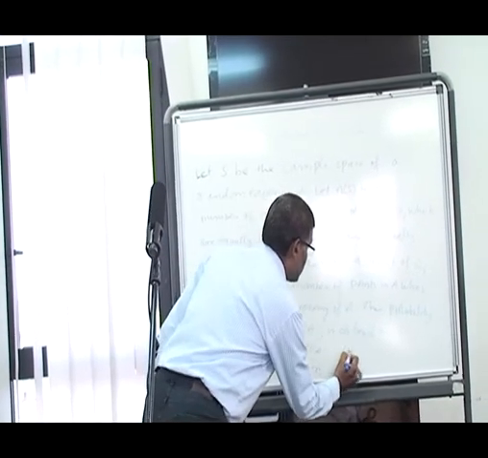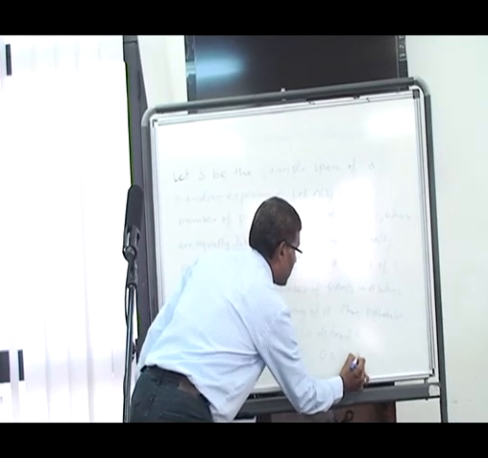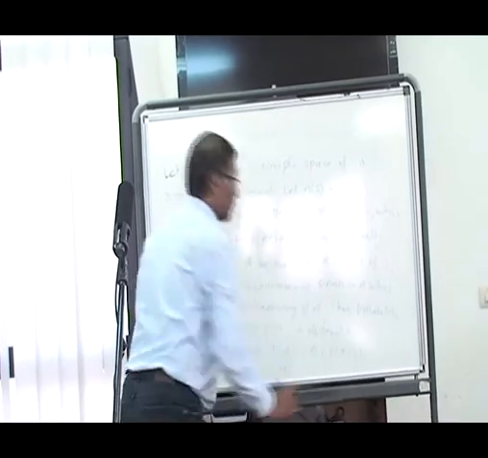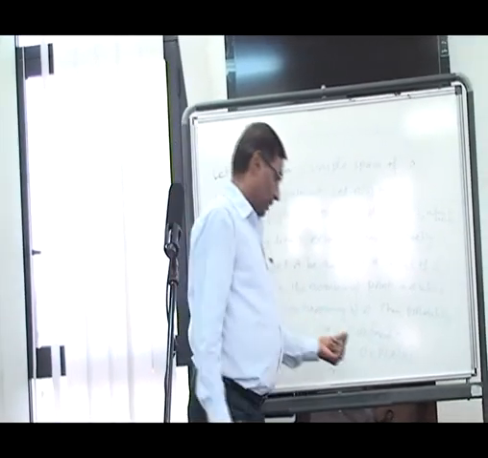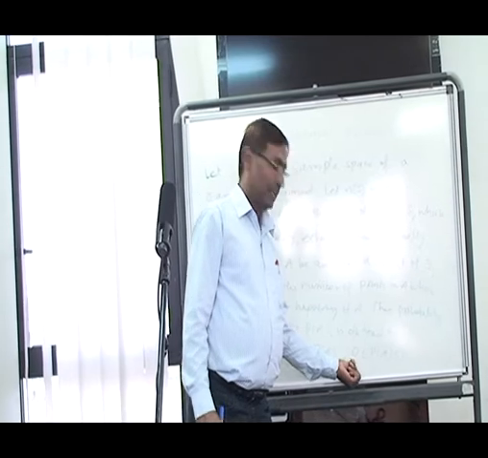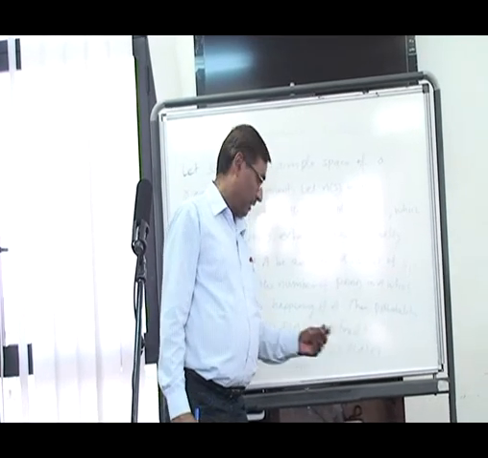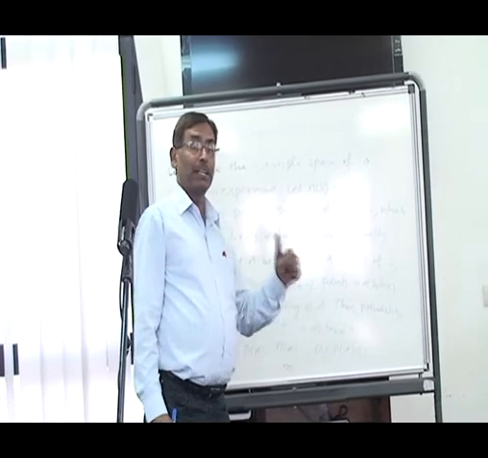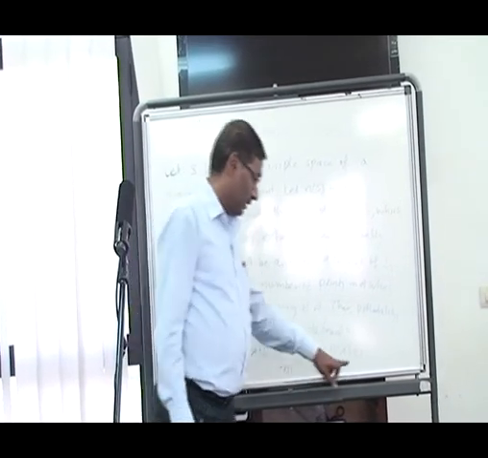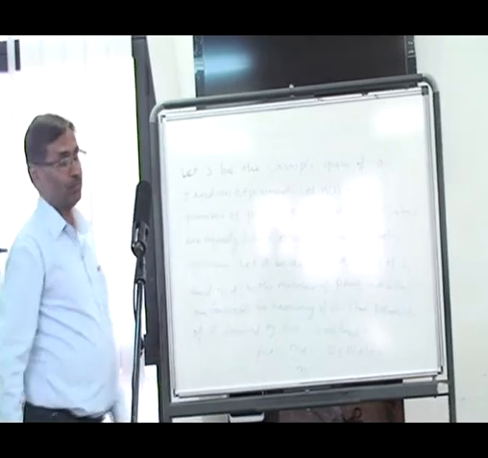And of course, what is the range of probability? 0 to 1. So probability of an event always lies between 0 and 1. If the event is impossible, then the probability will be zero. If the event is 100% certain, then the probability is one.